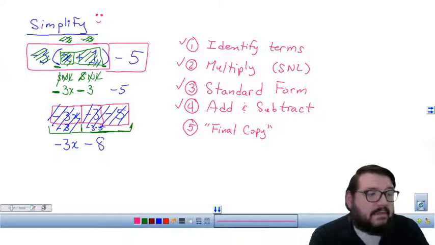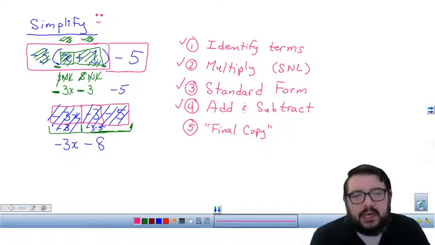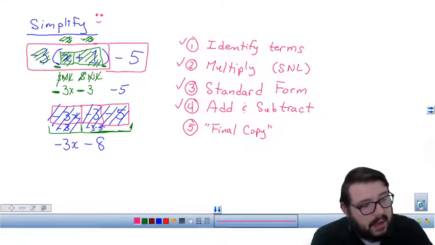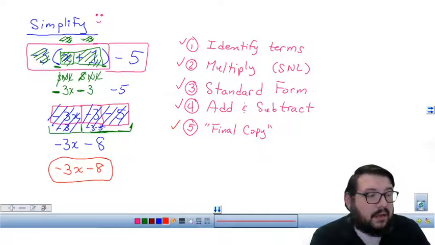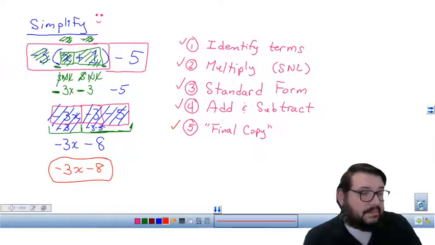Now I need to check for final copy, which basically means look for any zeros or ones or any little special rules like that that I would need to take care of. Well, I don't see any terms with a 0 in it. I don't see any coefficients of 1. So I think this copy is actually a good copy. So I will make this be my final copy as well, negative 3x minus 8. And there you go. I'm done with this one.